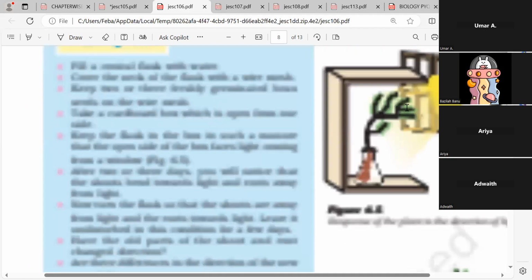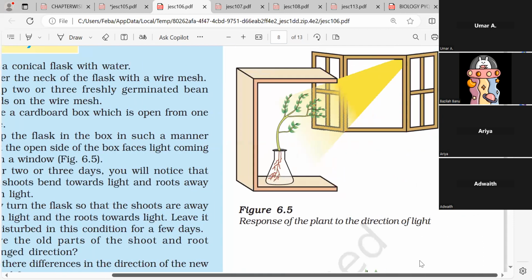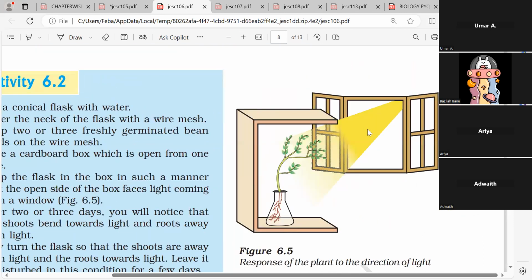Now, this picture, what is it showing? What does it depict? Which is the stimulus over here? Yes, this is phototropism, right? Unidirectional light is given and you'll find the shoot portion of the plant bending towards the right and the root moving away from the right. So roots are negatively phototropic, whereas the shoot is positively phototropic.